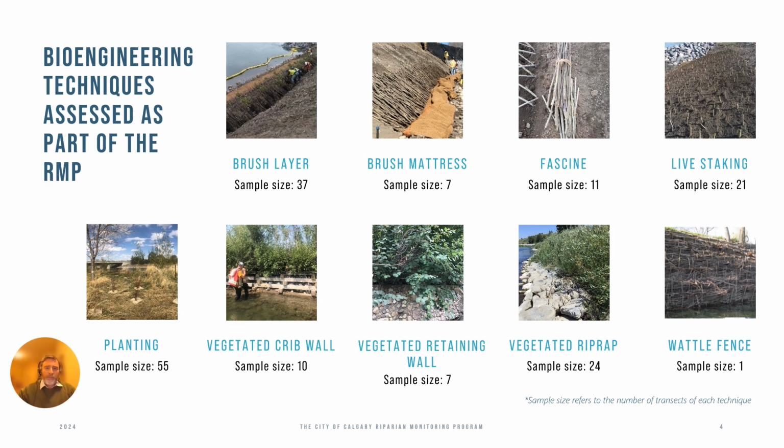We review the documentation for each site to identify the bioengineering techniques used across the city. The 9 techniques assessed are shown here: brush layers, brush mattresses, fascines, live staking, planting, vegetated crib walls, vegetated retaining walls, vegetated riprap, and wattle fences. The sample sizes represent the number of 20-meter long transects evaluated for each technique. We'll go over some of the results from this evaluation over the next several slides.